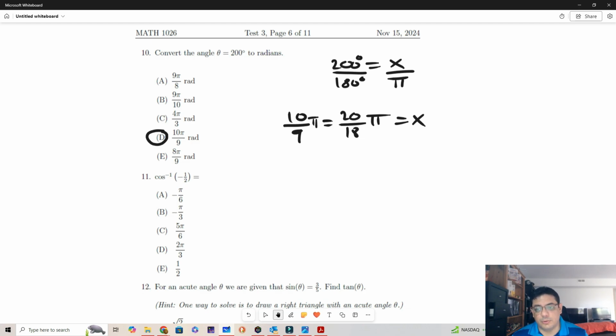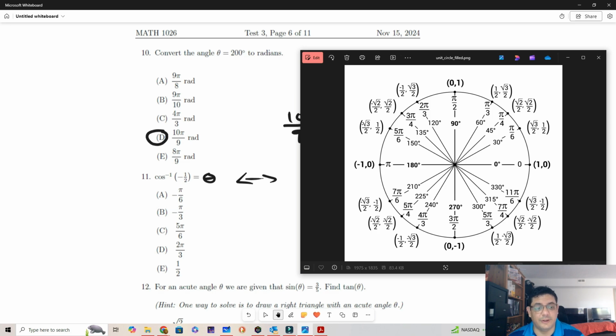Okay. Question 11 is about the cosine inverse of minus 1/2. To find that, you have to remember that this is an angle, right? So you can instead look for values so that the cosine of theta equals minus 1/2. You can take a look at the unit circle. The cosine is the x, remember? So when is the cosine going to be minus 1/2? It's going to be here at 2 pi over 3, or here at 4 pi over 3.